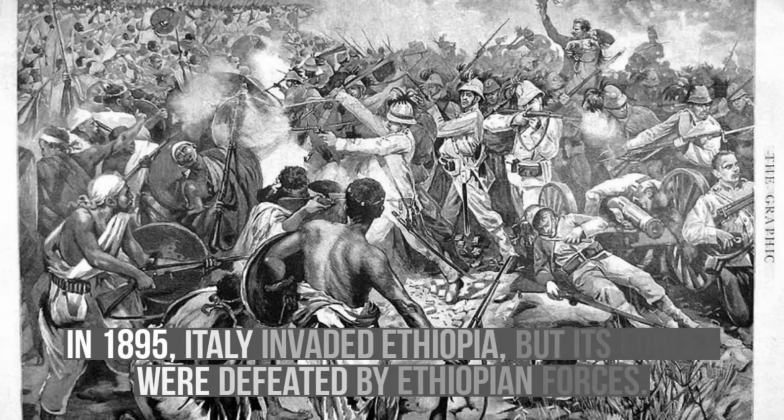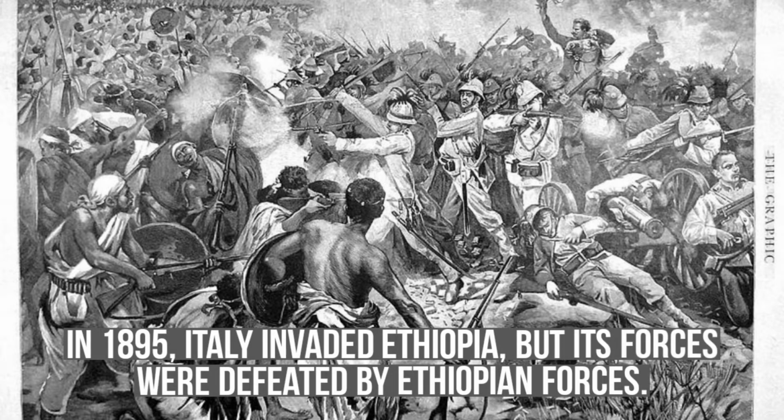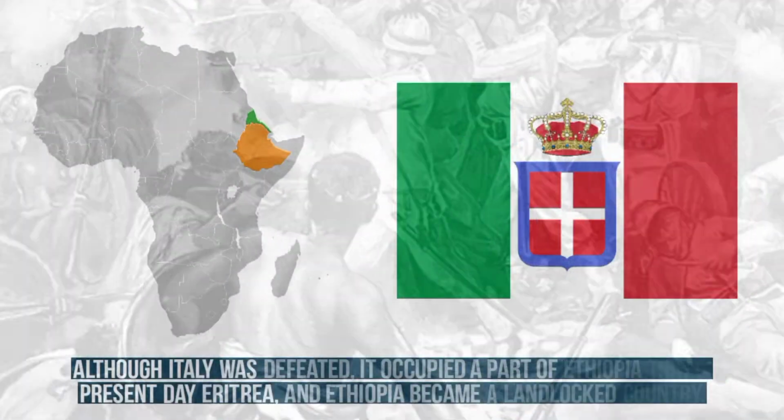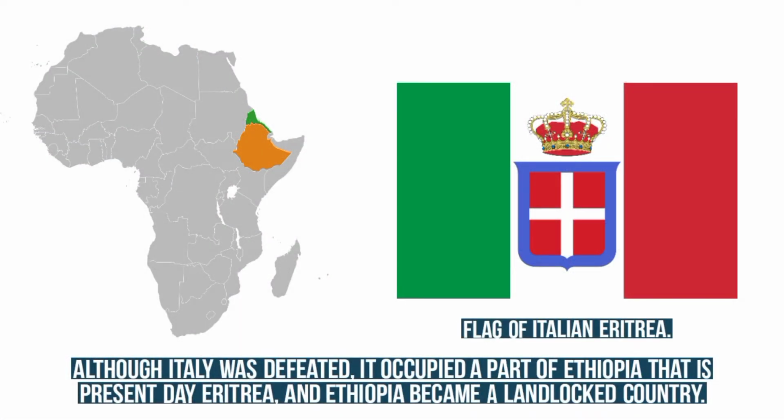In 1895, Italy invaded Ethiopia, but its forces were defeated by Ethiopian forces. Although Italy was defeated, it occupied a part of Ethiopia that is present-day Eritrea, and Ethiopia became a landlocked country.